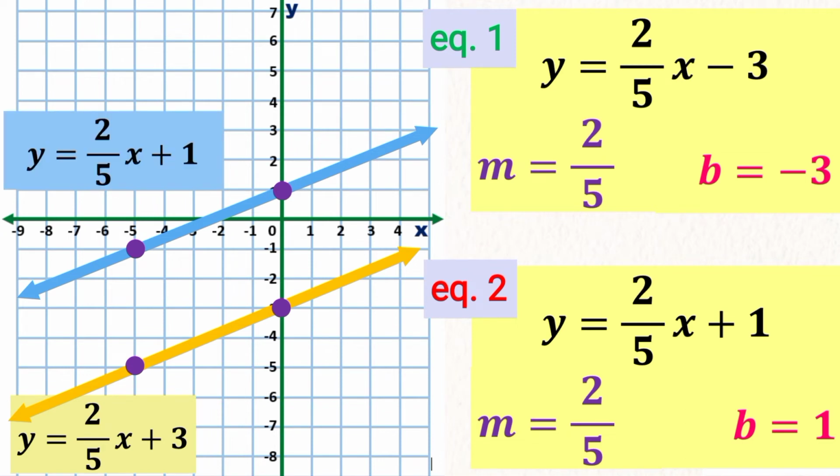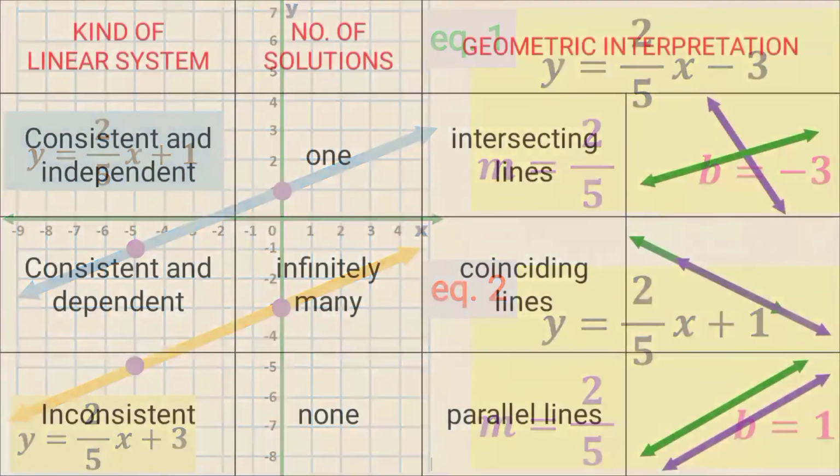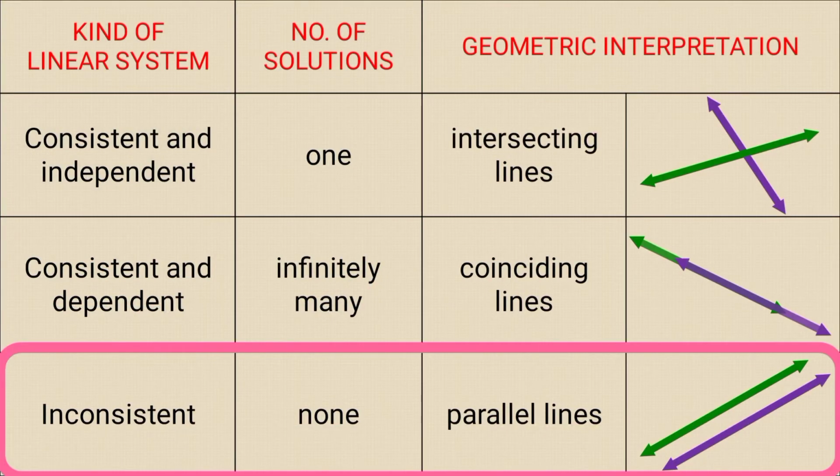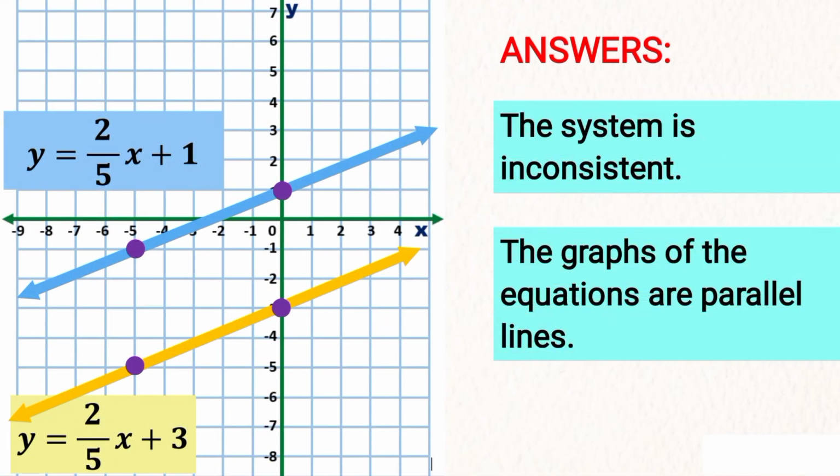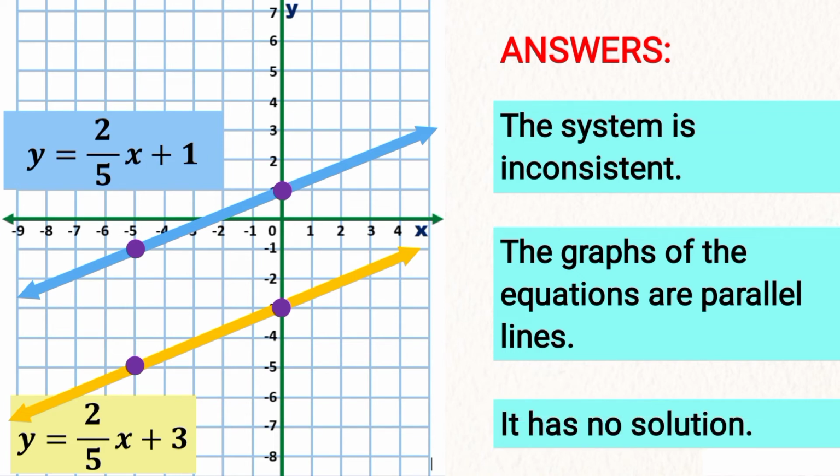Then as you observe, the 2 lines are parallel. So it means the kind of linear system in example number 2 is inconsistent, wherein there is no solution, no point of intersection. So remember, if the system is inconsistent, the graphs of the equations are parallel lines, and it has no solution. And as you observe, the slopes are equal.